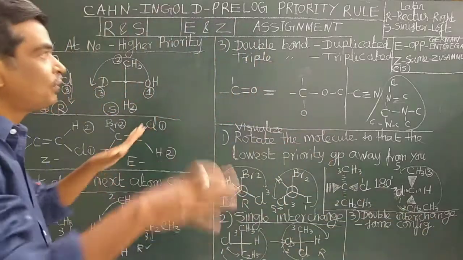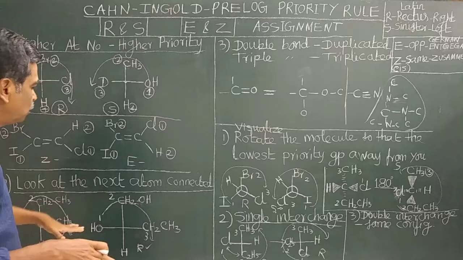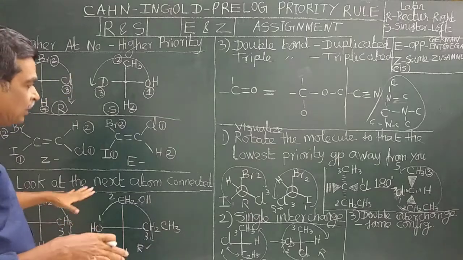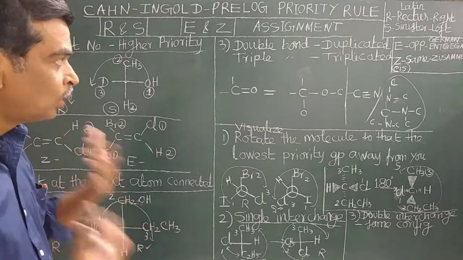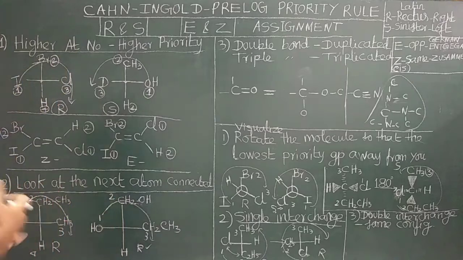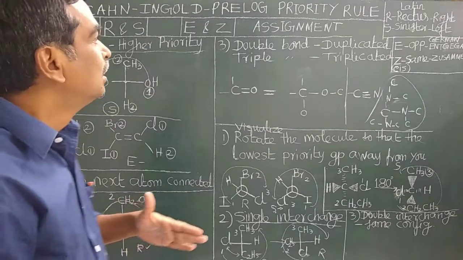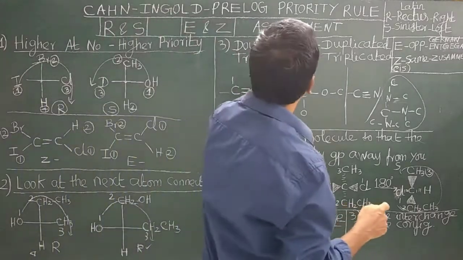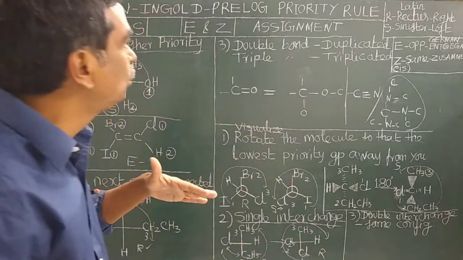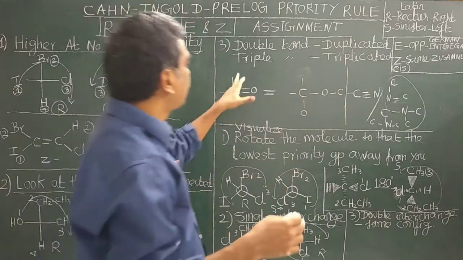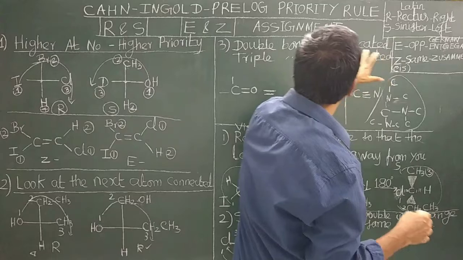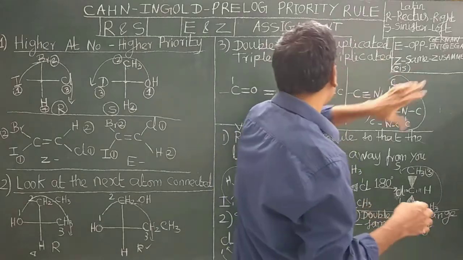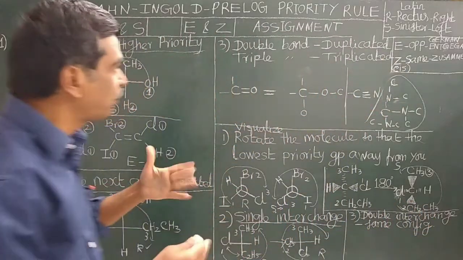Now look at the third rule. The third rule is not often used. The first two rules are often used, so remember these two rules with examples. Once you know the examples, you will understand. Now, according to sequence rule 3, double bond is duplicated, triple bond is triplicated to assign the priority.